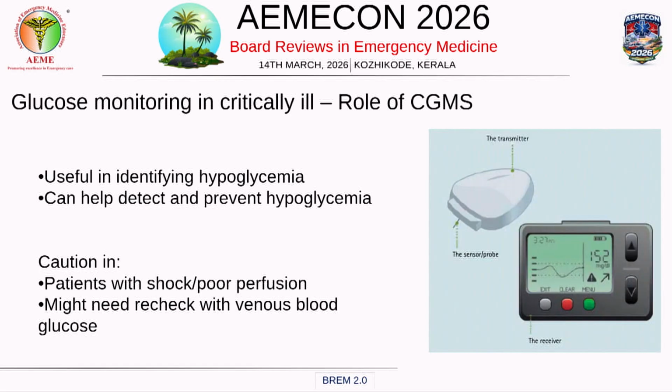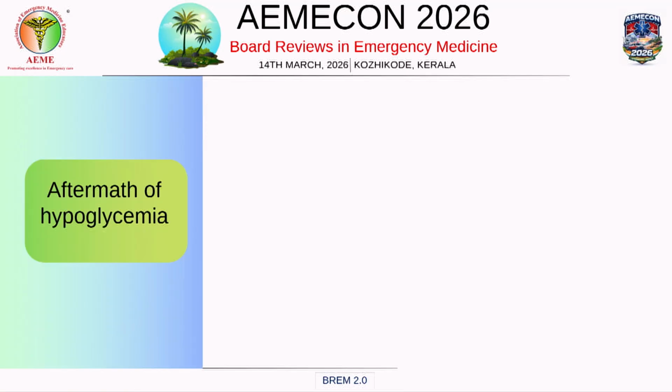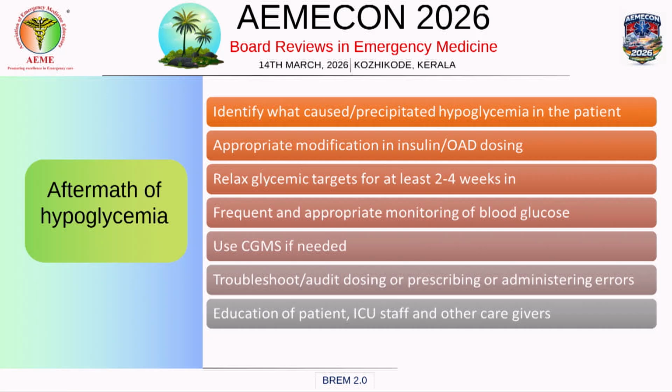Role for CGMS, continuous glucose monitoring. It is useful in patients who are at risk of hypoglycemia to detect and prevent hypoglycemia, but it is to be used with caution if the patient is in shock or in a poor perfusion state. So that is recommended in patients who are at high risk for hypoglycemia. So these are all the aftermath of hypoglycemia. Whatever precipitated hypoglycemia needs to be evaluated.